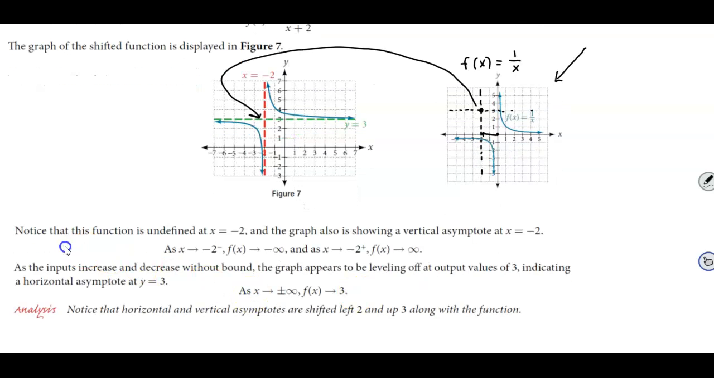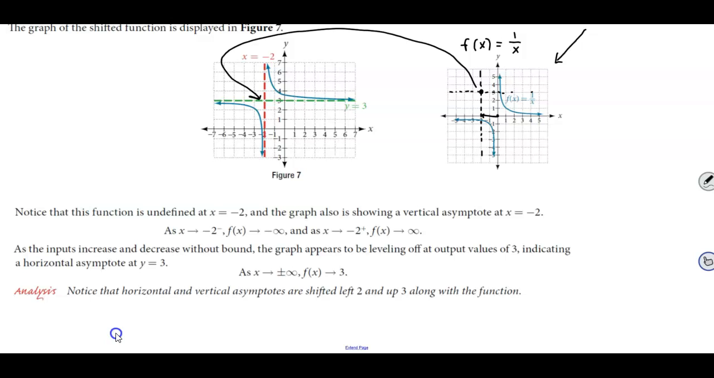So what it's saying here is as the input increases and decreases without bound, the graph appears to be leveling off at output values of 3, indicating a horizontal asymptote at y equals 3. So as x is approaching positive and negative infinity, then the value of f of x is approaching the horizontal asymptote, or the output of 3. So notice that the horizontal and vertical asymptotes are shifted left 2 and up 3 along with the function.